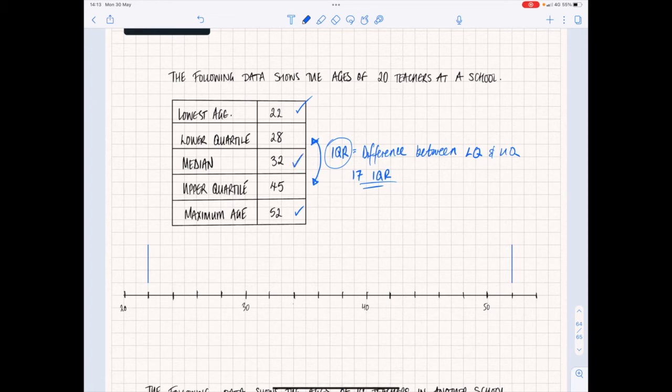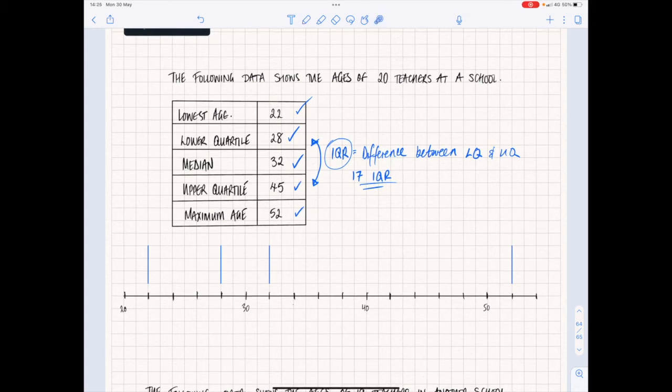I'm going to go to the median at 32. Draw my line there. 28, which is that one. And 45 that you need to plot. So 42, 44, 45 is the middle here. So now you've plotted all those key points, you need to then draw a box around your lower quartile to your upper quartile. The length of that box represents your interquartile range basically. And then you need to join from your upper quartile to your end value, from your lower quartile to your end value as well. So that's your box plot drawn.